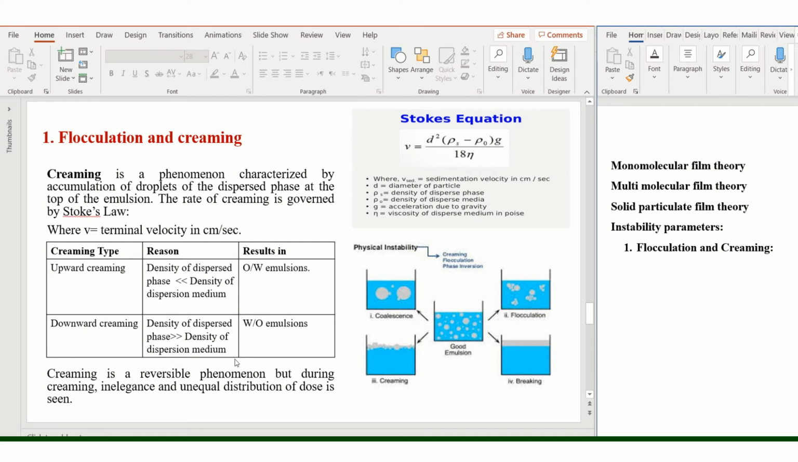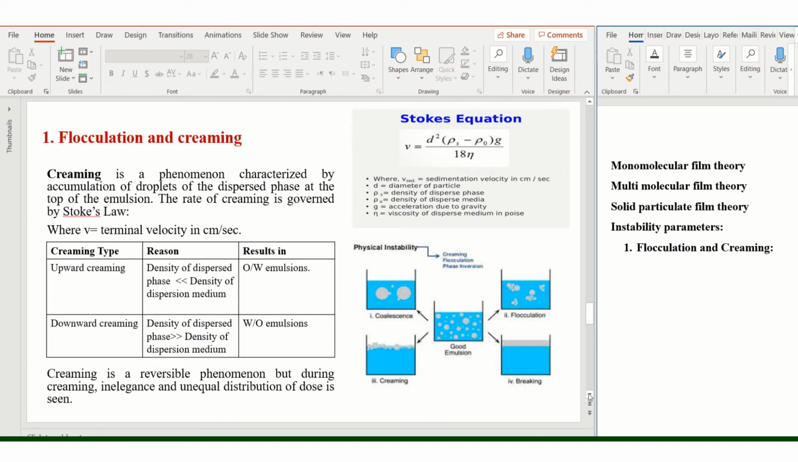So do always remember, creaming is a reversible phenomenon. When you observe this kind of instability, it can be easily reversed by gentle shaking or gentle mixing. So that is how flocculation and creaming go hand in hand. When all the globules tend to come closer and form flocks, and if there are any density differences, then it will lead to creaming, either upward creaming or downward creaming. So that is about flocculation and creaming.